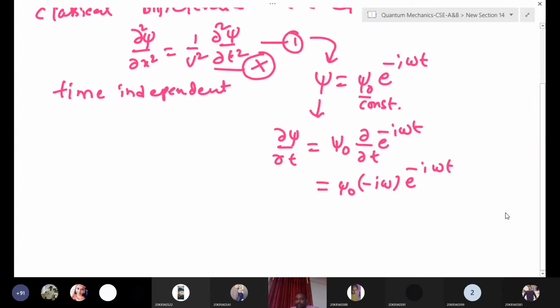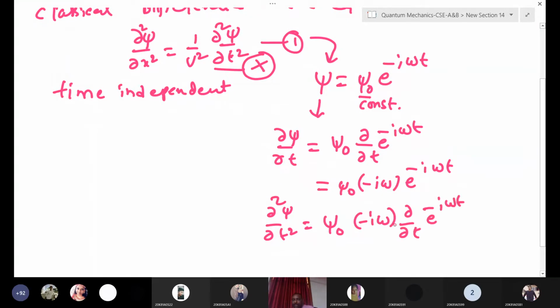Now we want the second order, so we will do it again with one more differentiation. Psi 0 is constant, and i omega is also constant, so you have to differentiate again the term i omega e to the power of i omega t.